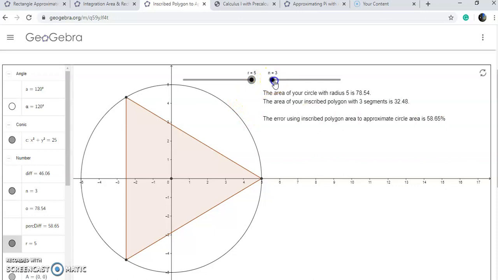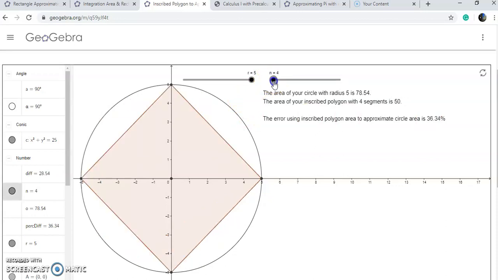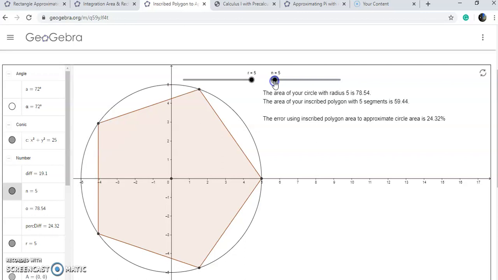But what happens if we increase the size? Before 4, now going to 5. Okay, now the error of the difference that we have is only 24.32, only adding sides to the polygon. It's a regular polygon, it's a pentagon. Now the area of the pentagon is 59.44, but the area of the circle is 78.54. It will be constant, this area, because we are not changing the circle.